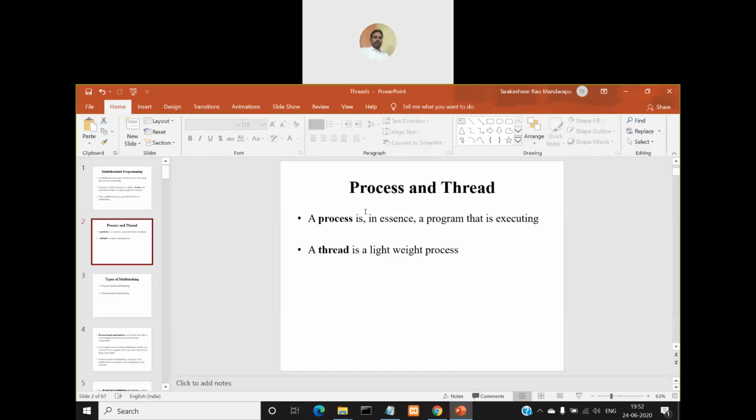A process, in essence, is a program that is under execution, or that is executing currently, as I told you earlier. Whereas a thread is a lightweight process. Why do you call a thread a lightweight process? Because a thread is one part of the process. If you consider the entire process, it may occupy more space on your computer. But when you take only part of the process, it will occupy only less space. That's why we use the term lightweight process. A thread is a lightweight process.